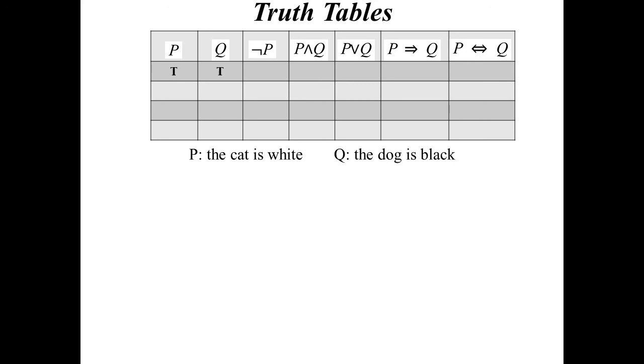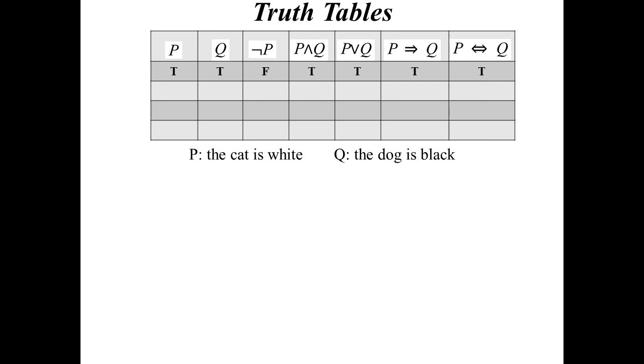We could have a situation where both are true. Now, if both are true, then the negation of P would be false. The negation of Q would also be false. But now, P and Q would be true, because remember, we're assuming both of these statements are true. So it is still true to say that the cat is white and the dog is black. So that is still a true statement. The or statement is still true. The cat is white or the dog is black. That's still true. P implies Q. If the cat is white, then the dog is black. Well, that works, because, again, they're both correct. And they're equivalent, so that's true as well.